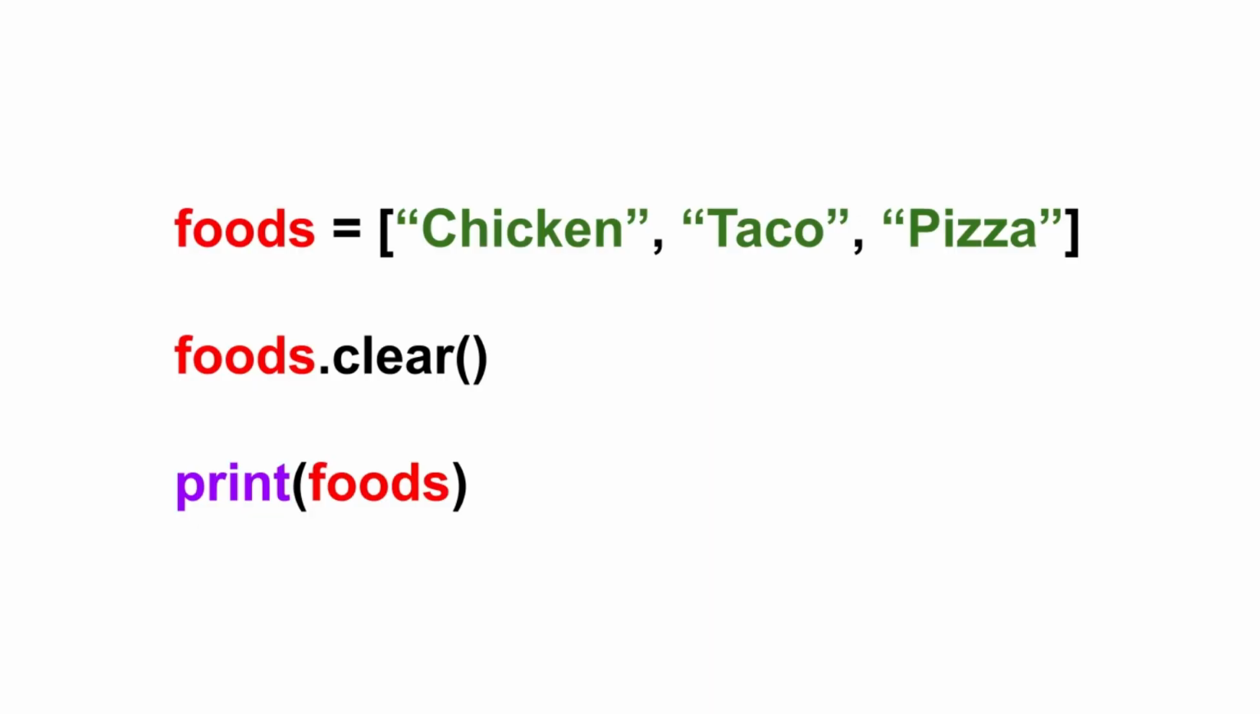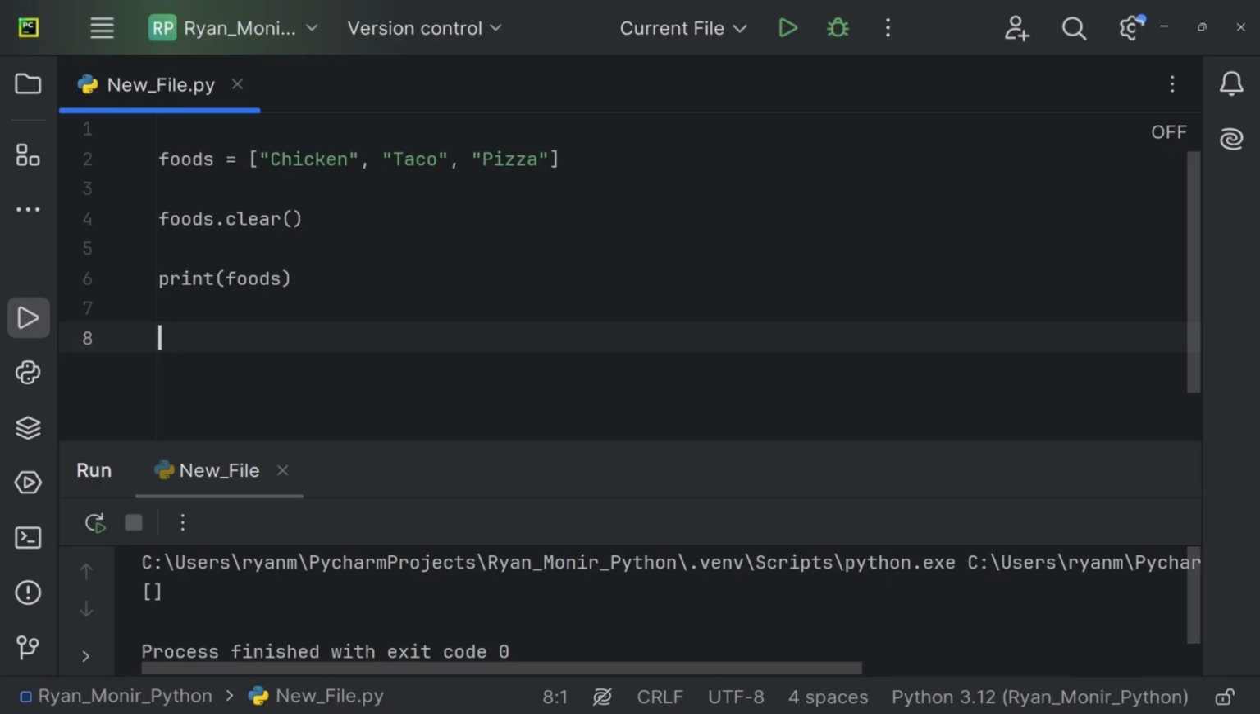The next function we have is the clear function. Similar to the pop function, the clear function doesn't take any arguments either. The clear function removes everything from a list. If we run this, we can see that our list is empty.